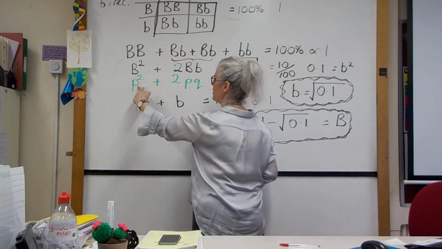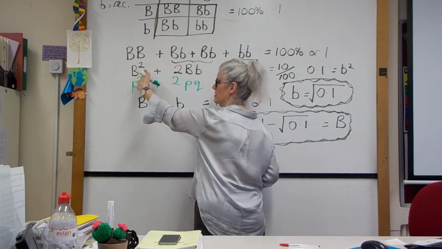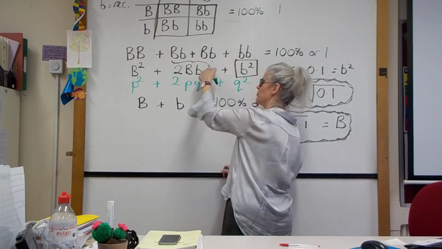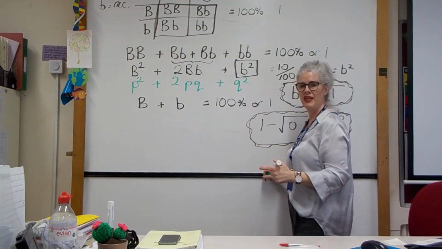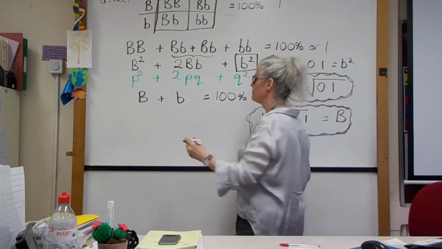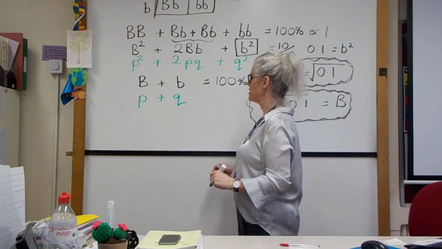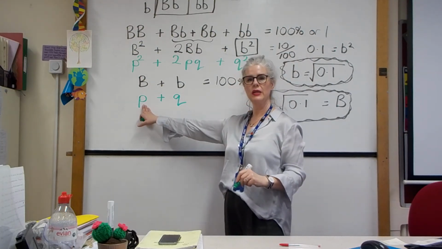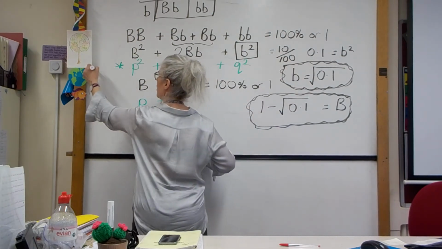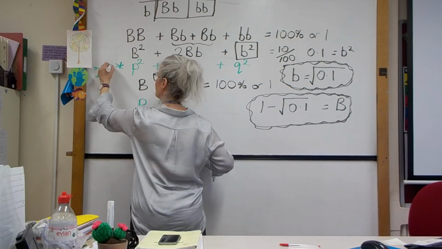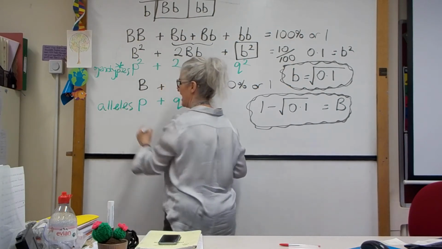So if you're looking for p squared, 2pq, or q squared, you are looking for the homozygous dominants, the heterozygotes, and the homozygous recessives. If you want to know the frequency of an allele, you can use p and q. The frequency of the dominant allele is p, the frequency of the recessive allele is q. So these are genotypes, and these are individual alleles.